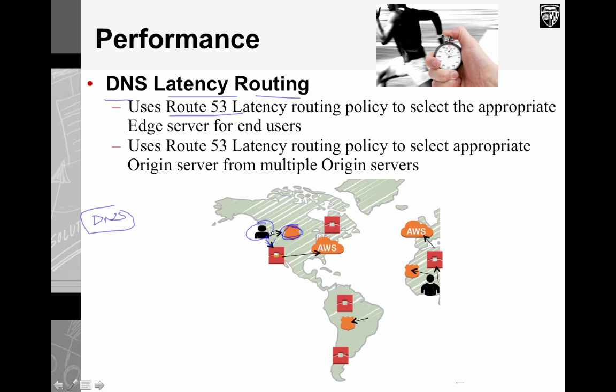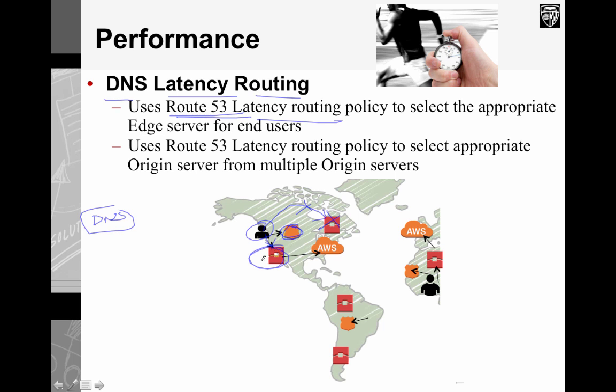Notice if the user is in San Francisco, the user is going to get access to an edge server which is located close to San Francisco, not an edge server that is located in the East Coast. It's going to get the one that is closest to it. And that is done by Route 53 latency routing. In other words, based upon which edge server has the lowest latency, it is going to route the user to the appropriate edge server. So DNS latency routing is also used in order for the end users to get to the appropriate edge server location.